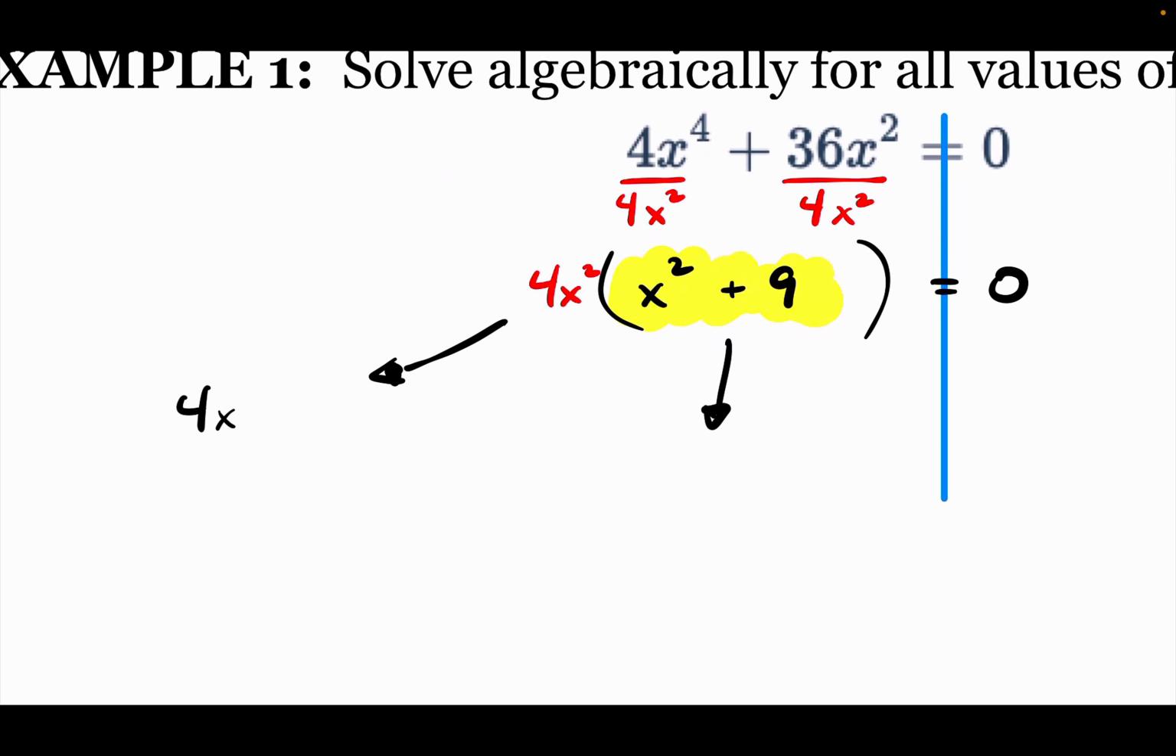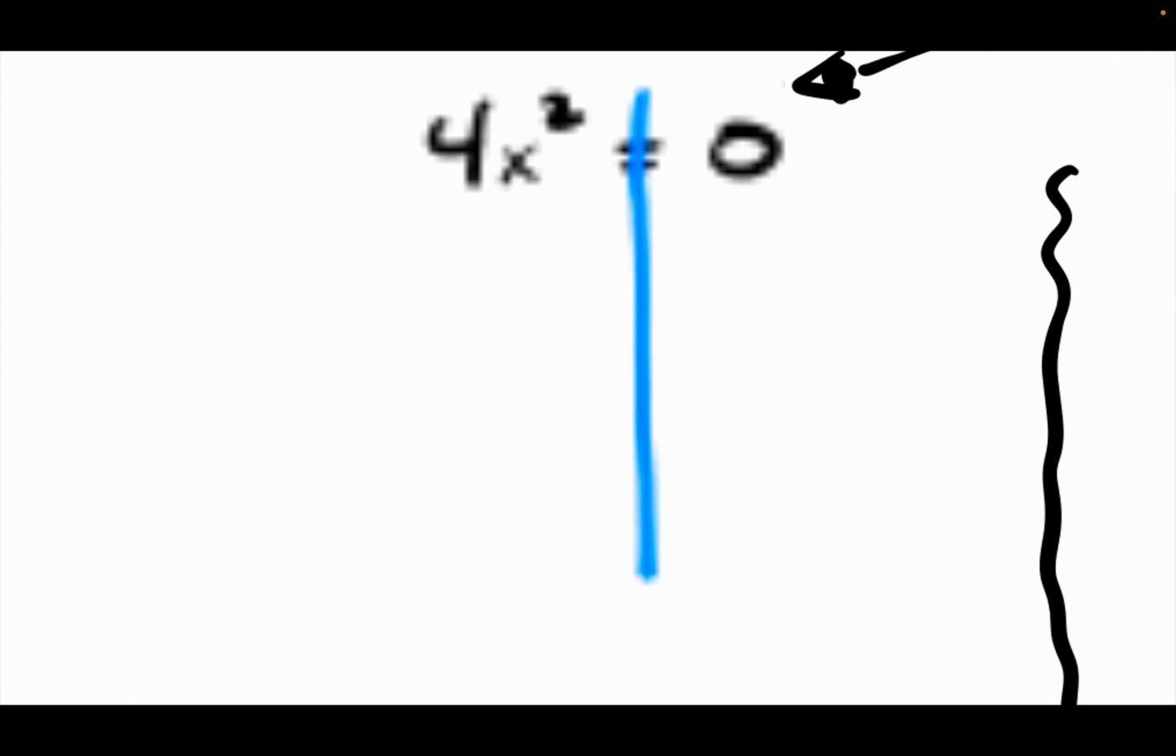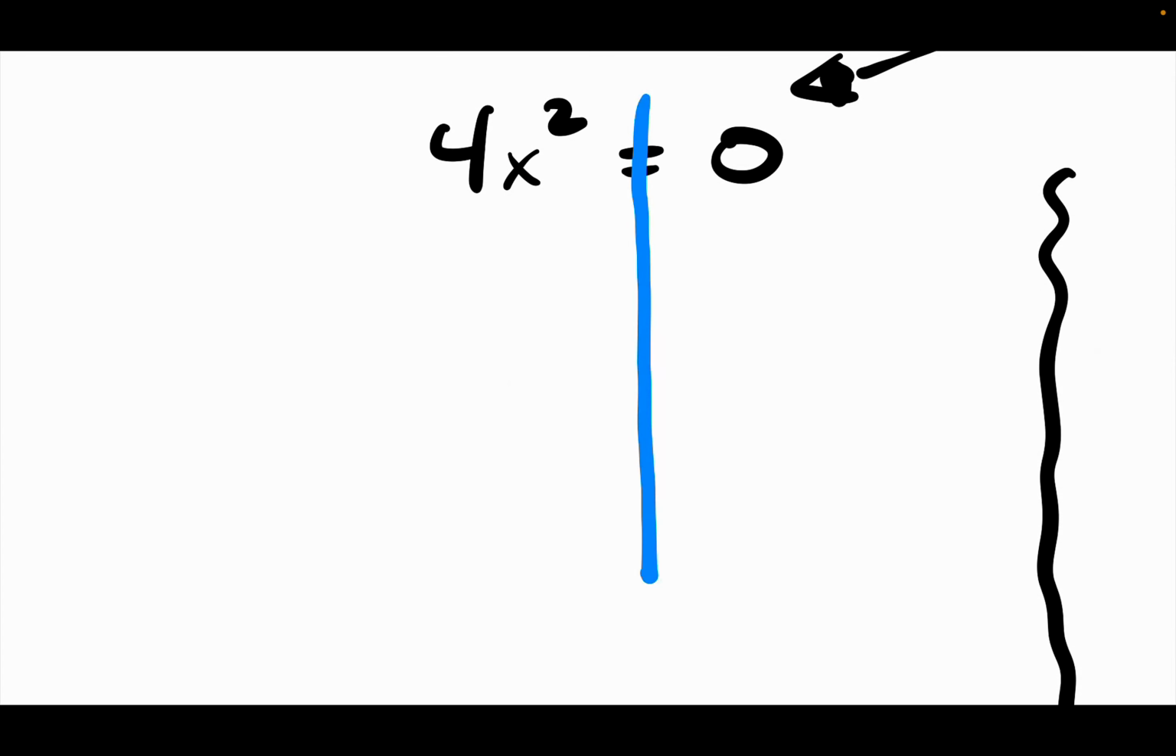So we're going to go 4x squared equals 0. X squared plus 9 equals 0. This is where it might be a little different than what you've been doing. Okay. So first of all, let's start with this guy over here. How do I get rid of the 4? Do I add it, subtract it, multiply, or divide it? Divide, because it's multiplication, right? So let's divide by 4. X squared equals 0.